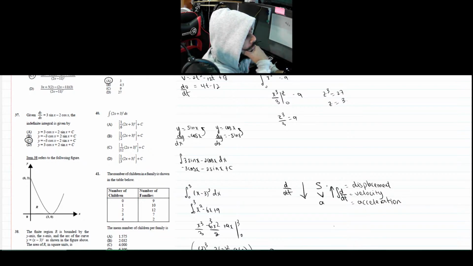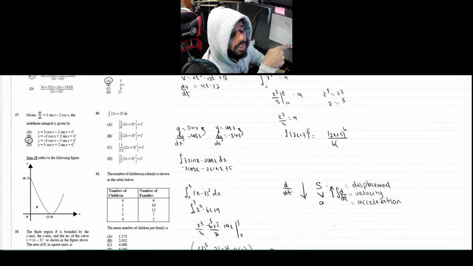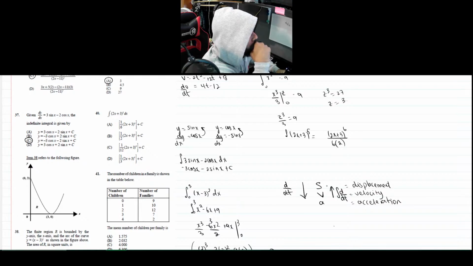Using the shortcut to the chain rule here: the integral of (2x plus 3) to the power 5. I integrate the normal way, (2x plus 3) to the power 6 all over 6, and I'm multiplying the denominator by the differential of the bracket, which is 2. So it's 1/12. So this is the answer.